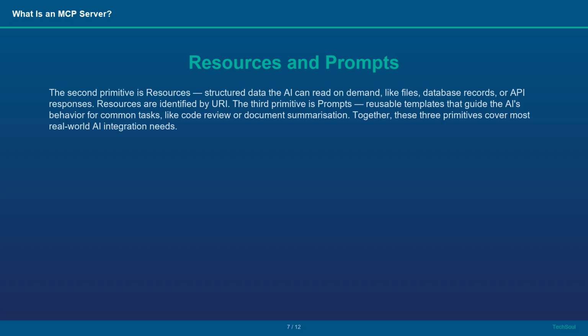The second primitive is resources. Structured data the AI can read on demand, like files, database records, or API responses. Resources are identified by URI. The third primitive is prompts, reusable templates that guide the AI's behavior for common tasks, like code review or document summarization. Together, these three primitives cover most real-world AI integration needs.